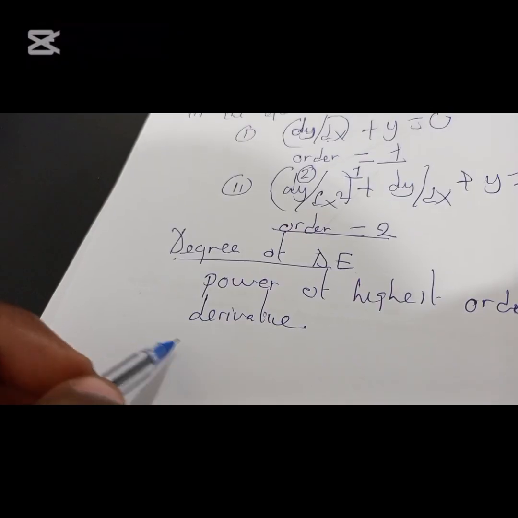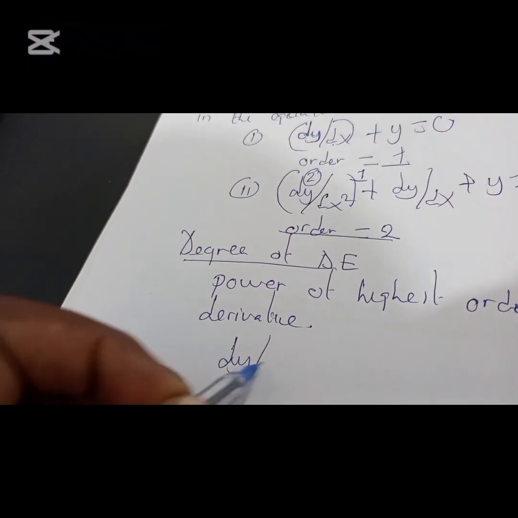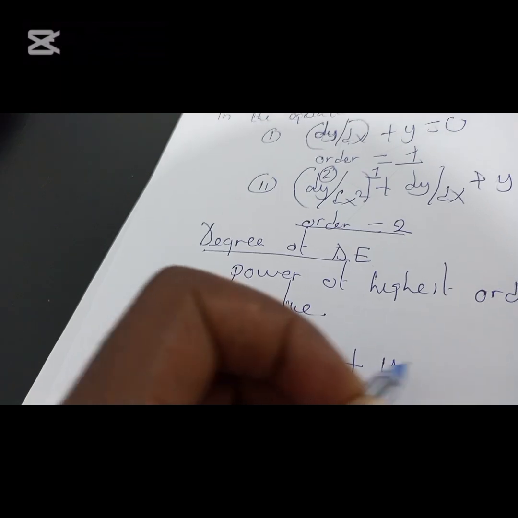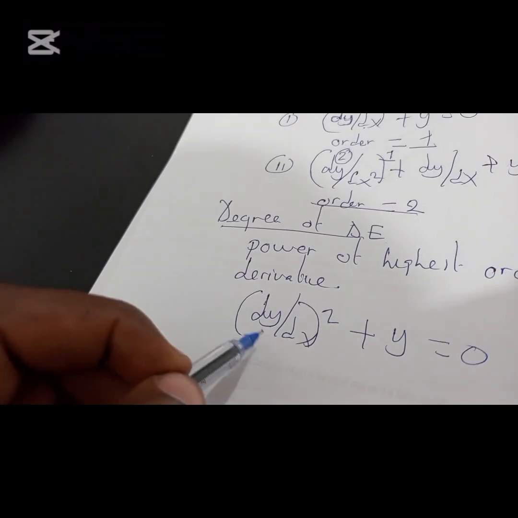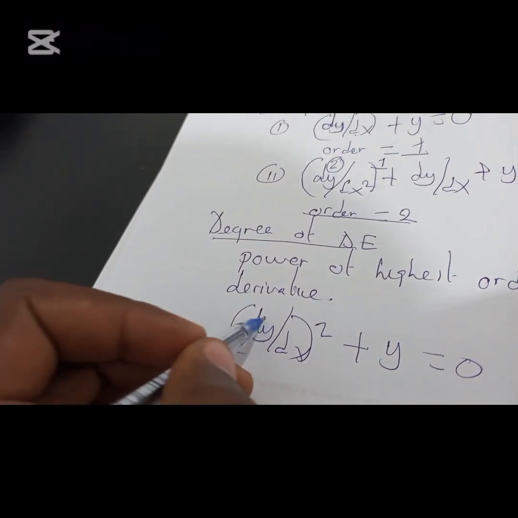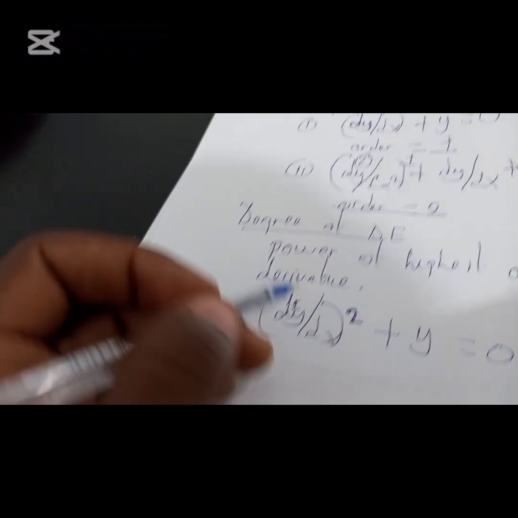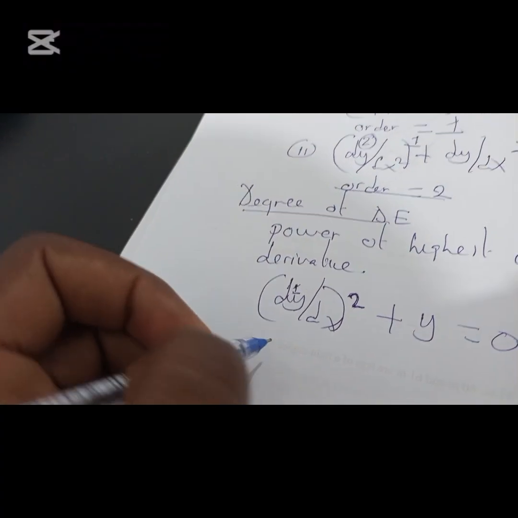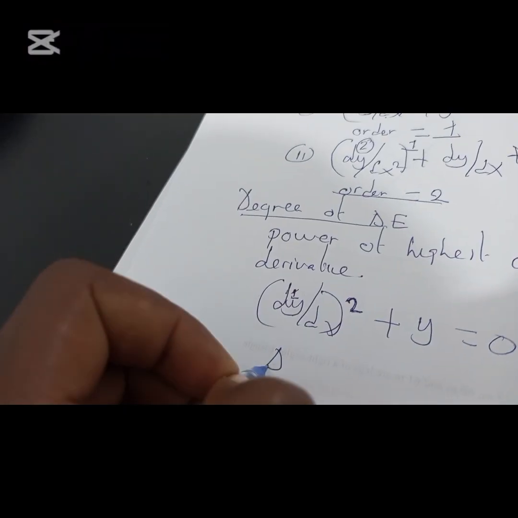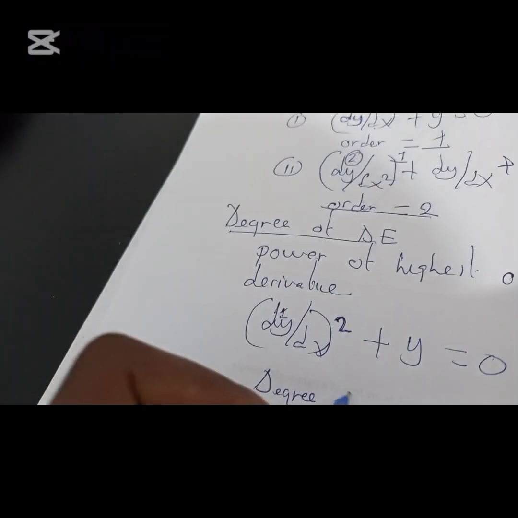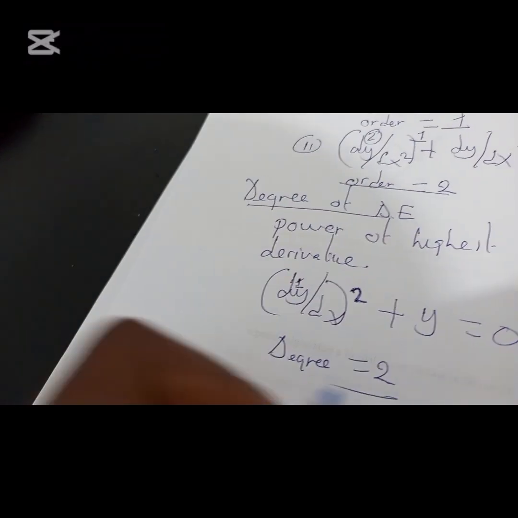Let's look at an example: (dy/dx) squared plus y equals 0. The highest order here is 1, but we look at the power, which is squared. Now we may say that this is a differential equation of degree 2.